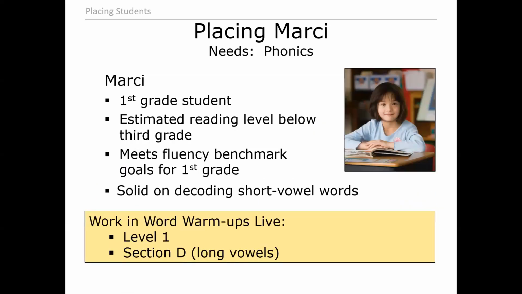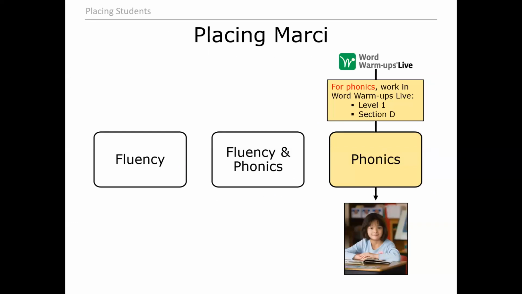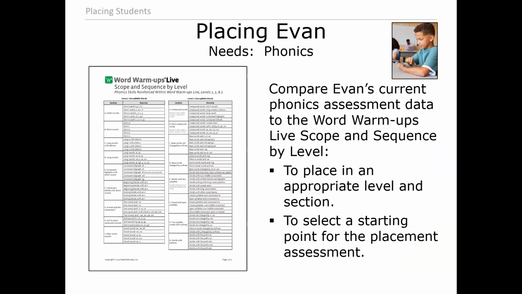So we're going to have Marcy work in Word Warmups Live Level 1, Section D. That's all she's going to do, because we're not going to work on fluency with her. Evan, we would do the same thing. If we knew he struggled with R controlled, I don't have to assess him again. I already know he struggles with R controlled. So I would find that on my scope and sequence, and I'd assign it to him.